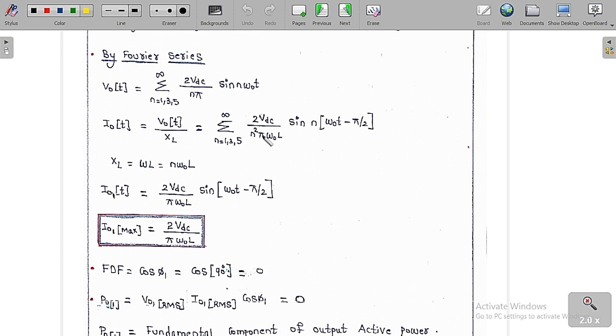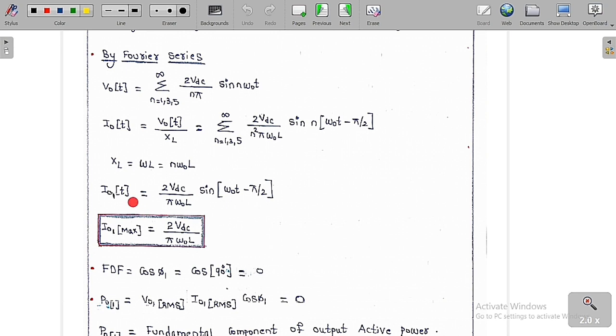So you are going to get n pi into n omega naught L, which is nothing but n square pi omega naught L, into sine of n omega naught t minus n pi by 2. Taking n as common, we are going to get sine of n into (omega naught t minus pi by 2). So this is the output current that we are going to get.